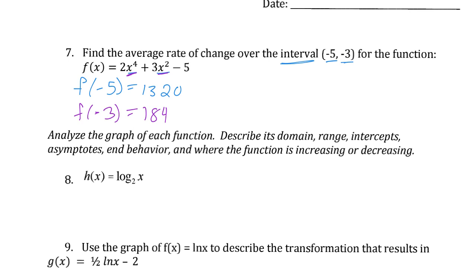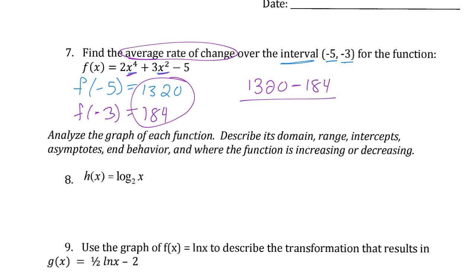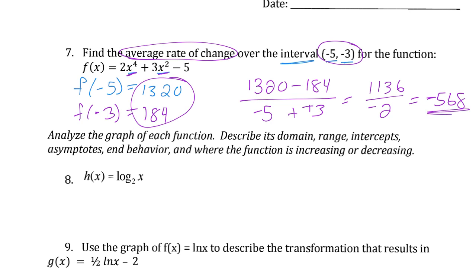And so slope, which is the average rate of change, another way of saying slope, is the change in y. So these are my two y values because f of x, that's y. So 1320 minus 184 divided by change in x. So my two x values, negative 5 minus negative 3, which gives me 1,136 divided by negative 2, which gives me negative 568. So that is my average rate of change.